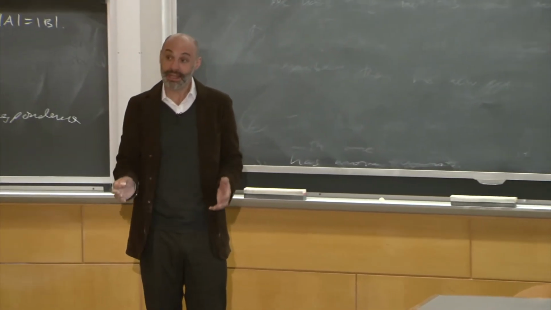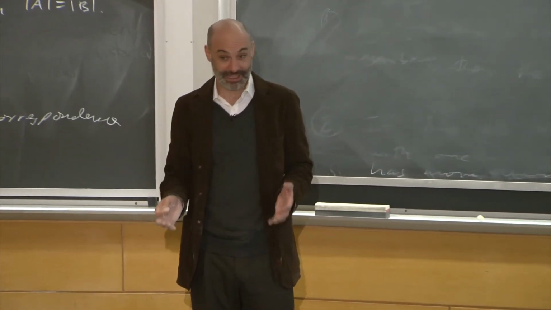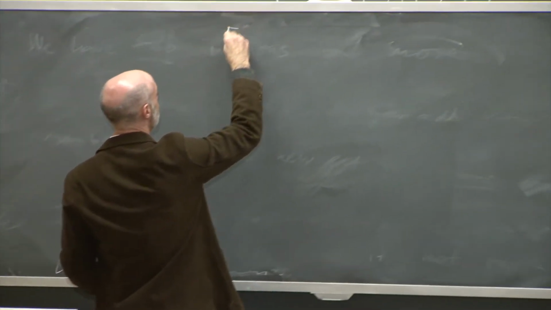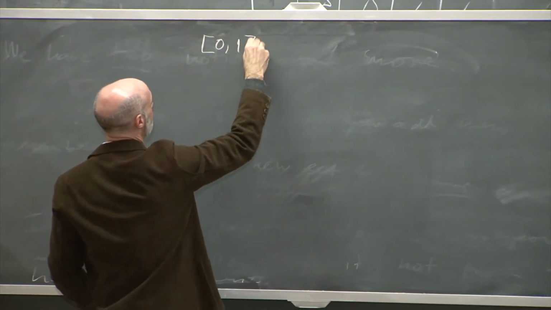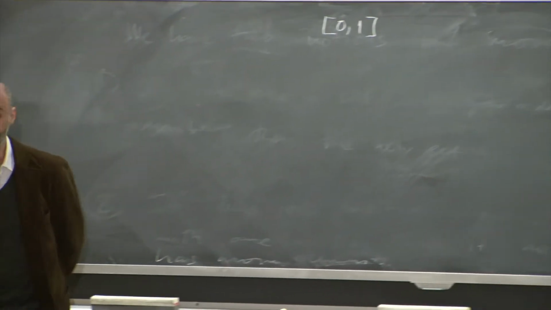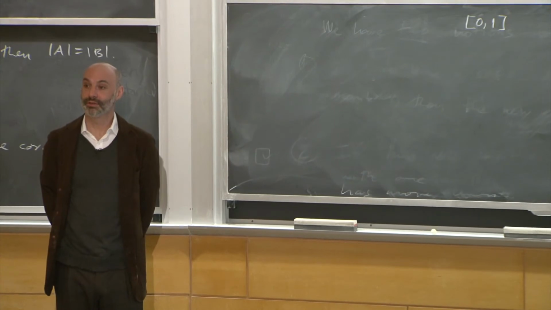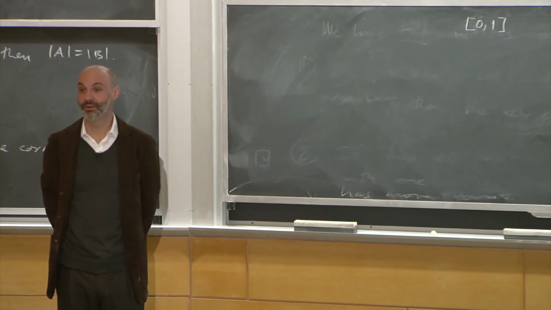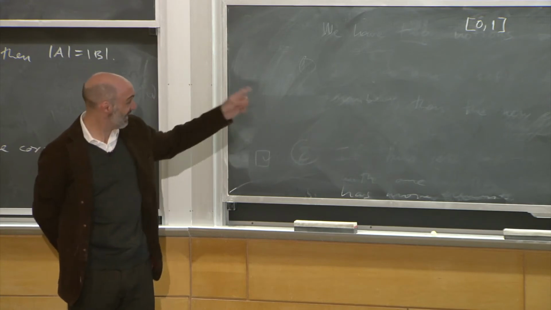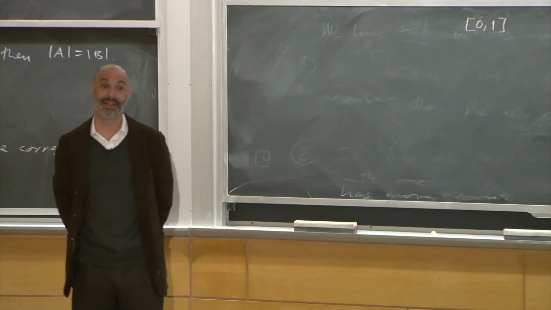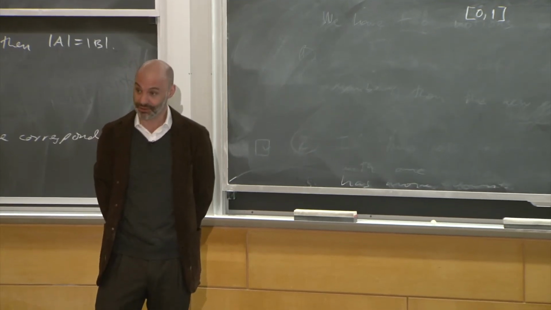There are so many real numbers that I actually don't even need to look at all of them. So all I'm going to do is look at the real numbers in that interval, the real numbers bigger or equal to 0 but smaller or equal to 1. And what I'm going to show is that even in that small interval, there are more points than there are natural numbers.